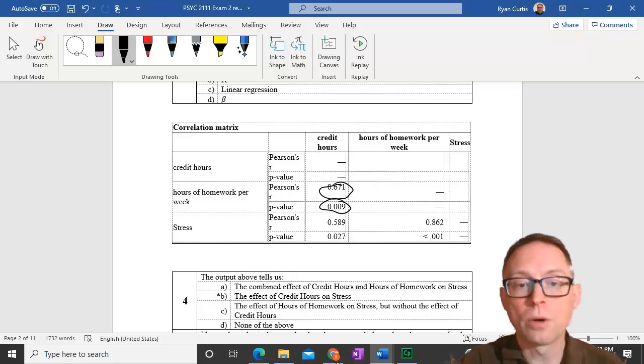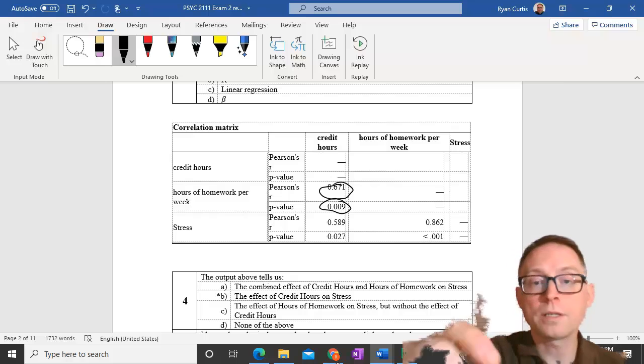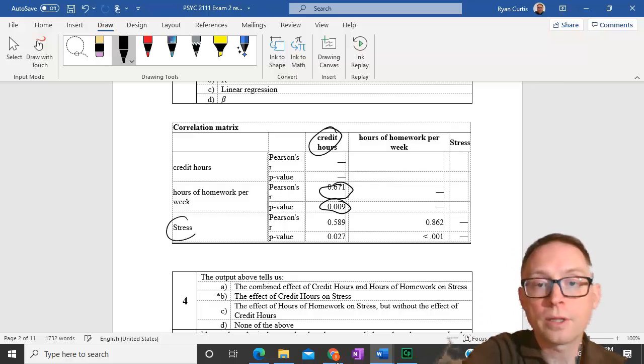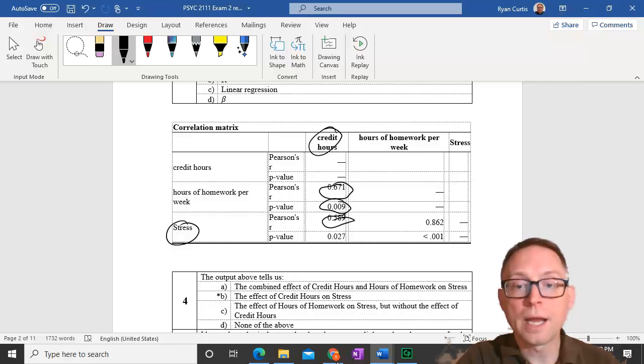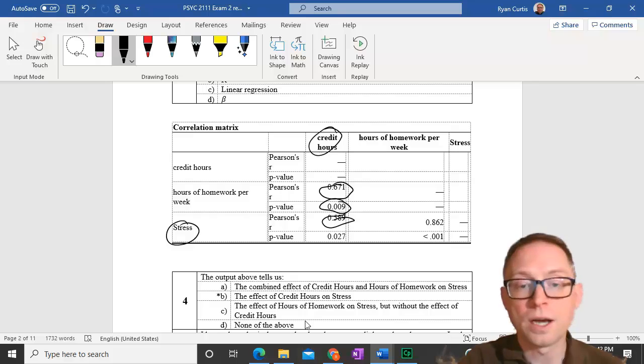So this particular output is going to show us the effect of credit hours on stress. Where is it? Here's credit hours right there, and here's stress right there. So the effect of both is going to be this right there. The combined effect of credit hours and hours of homework on stress? No, because it's only looking at the correlations. It's not looking at a multiple regression. And C would also require multiple regression.